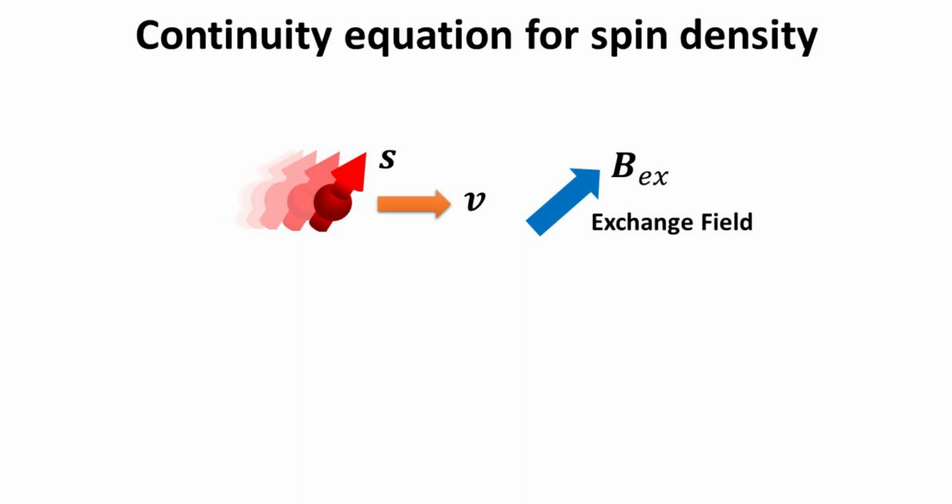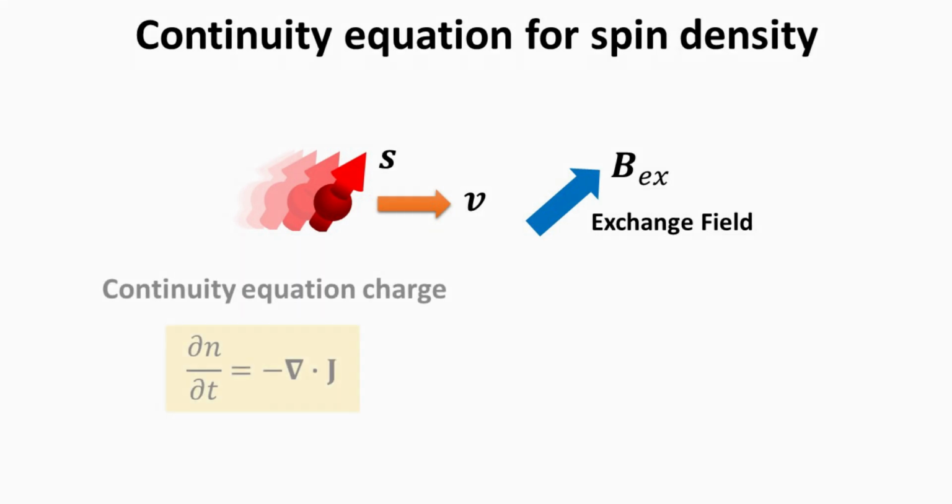In a ferromagnetic material, there is an intrinsic exchange field that is responsible for the finite magnetization. Let's now consider how the conservation laws for charge and spin get modified in the presence of an exchange field. The charge continuity equation looks the same as before. This is because the exchange field does not couple to the charge degree of freedom. Hence, the total charge density and charge current definitions won't be affected in a ferromagnetic material.